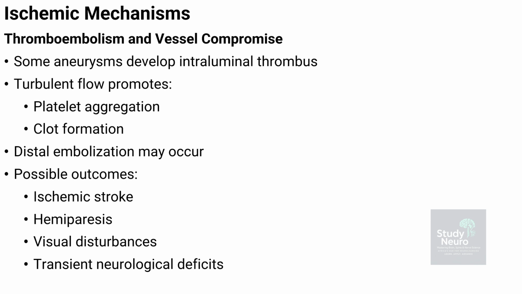The clinical outcome depends on the affected territory, but it may present as an ischemic stroke with weakness on one side of the body, visual disturbances, or transient neurological symptoms that come and go. It is a flow problem that becomes an embolic problem. That is the key mechanism.